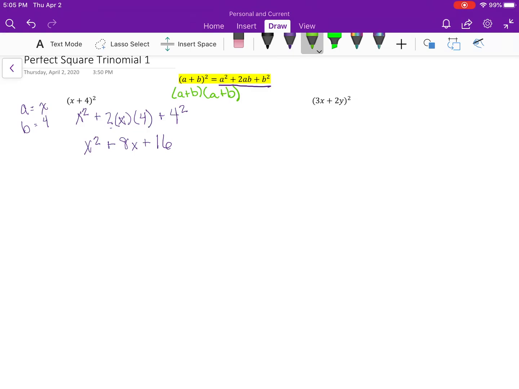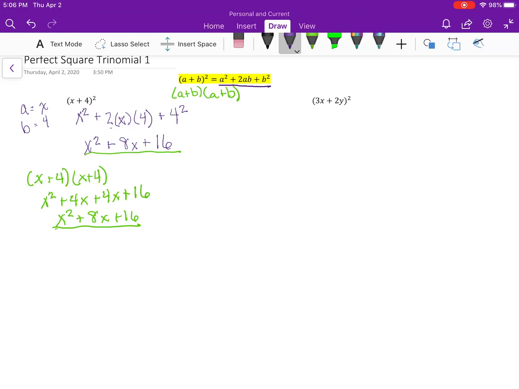If I was going to look at this and do it using FOIL, I would end up with the same result. So first would be x squared, plus outside 4x, plus inside another 4x, plus last is 16. Then I combine like terms and I see that this and this are exactly the same. We're using this perfect square trinomial to multiply and to save time as we are working.